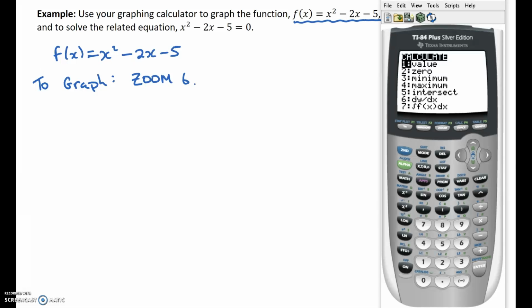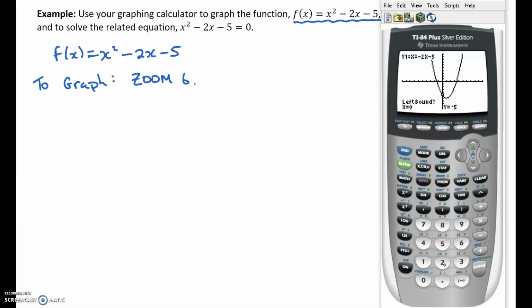We want to find the solutions, and if you remember, solutions are zeros. So option 2 is what we want. We want to find the zero. The zero is another word for solution. So it's option 2. You can scroll down, or you can just type 2 on your keypad.